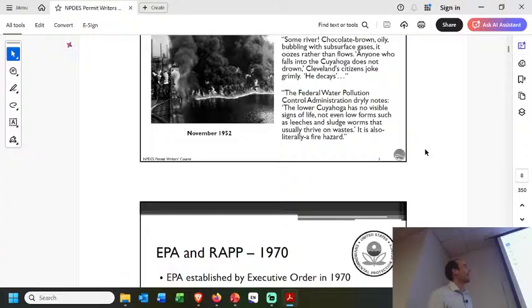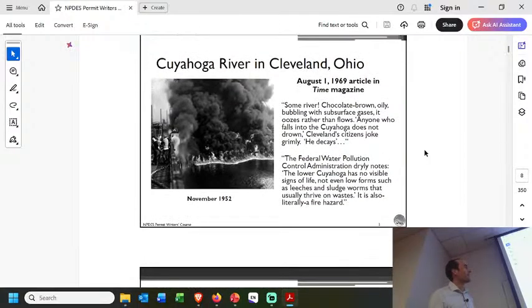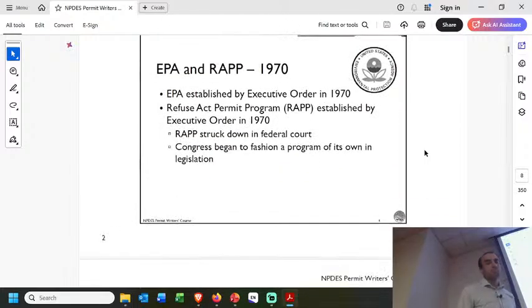Okay. And this is 1952, and there's kind of a dry note here. It says, the Federal Water Pollution Control Administration dryly notes the lower Cuyahoga has no visible signs of life, not even low forms such as leeches, sludge worms that usually thrive on waste. It is also literally a fire hazard.